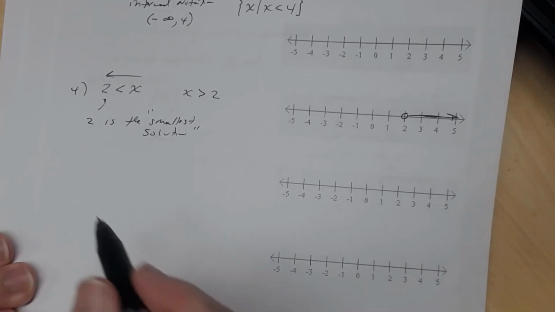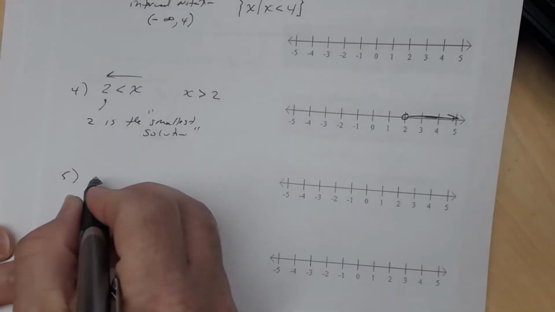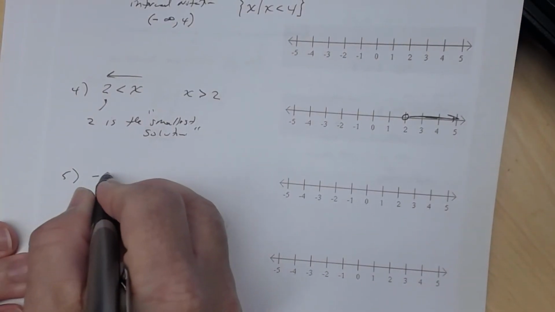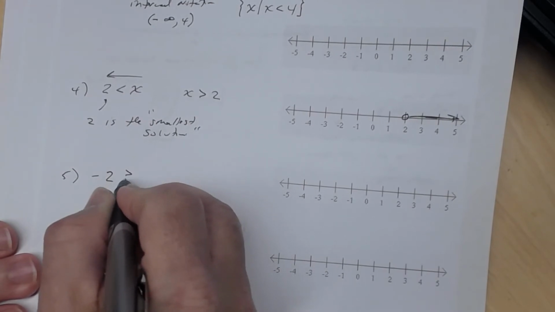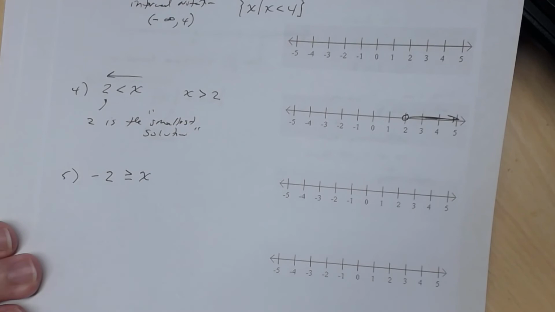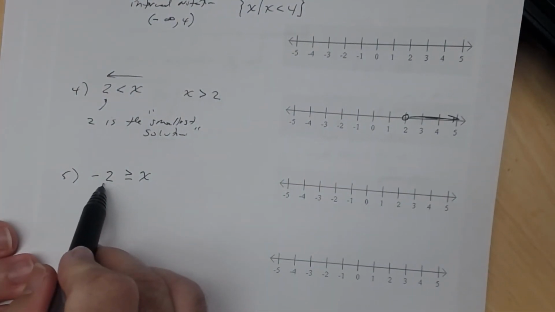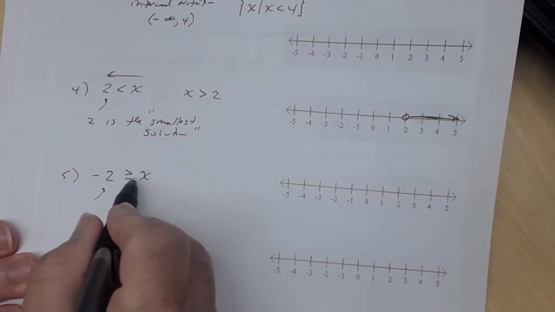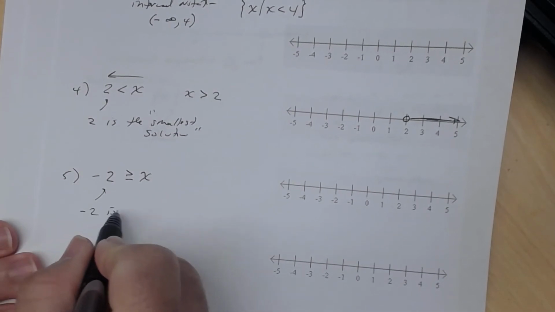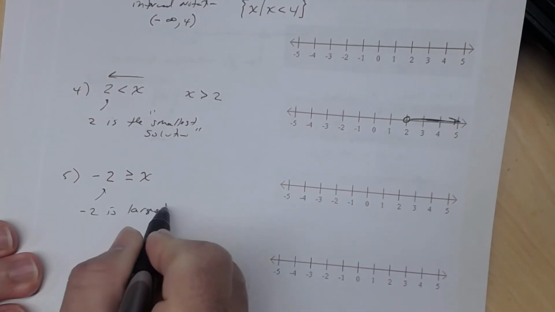So, for example, if you had, let's say, number 5, where you had negative 2 is greater than or equal to x, negative 2 is greater than or equal to x, what that means is that negative 2 is the largest. Negative 2, see, is greater than any other number. So negative 2 is the largest solution.